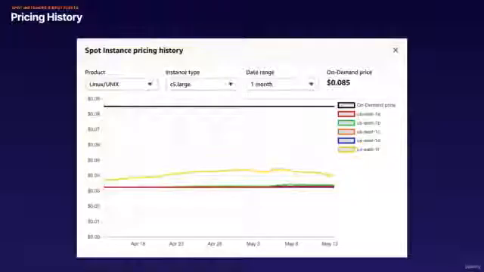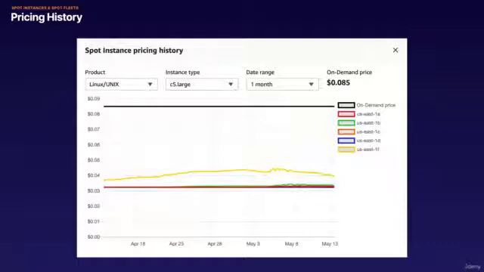And so if you log into the AWS console, you can actually look at the pricing history of your spot instances. So here we've got the pricing history for a Linux instance using C5 large, and it's over 1 month. And you'll see that it's on a per region basis. You can see the on-demand price sits above 8 cents. And you can see for US East 1F, it hovers between 3 and 4 cents.